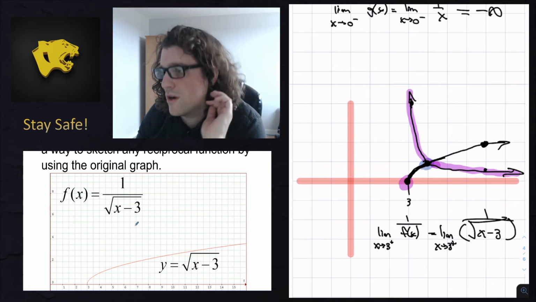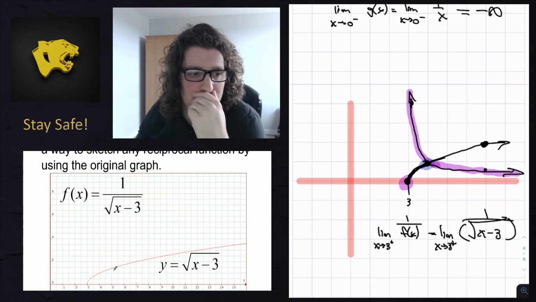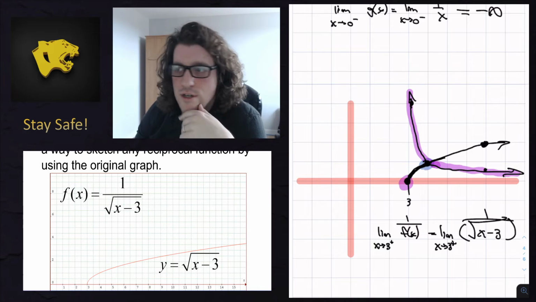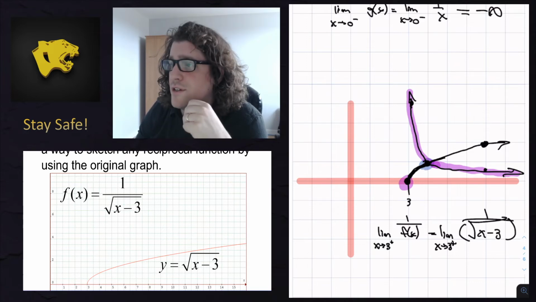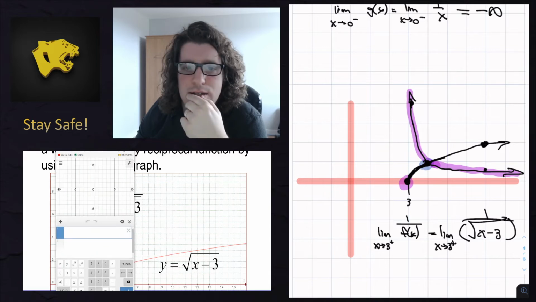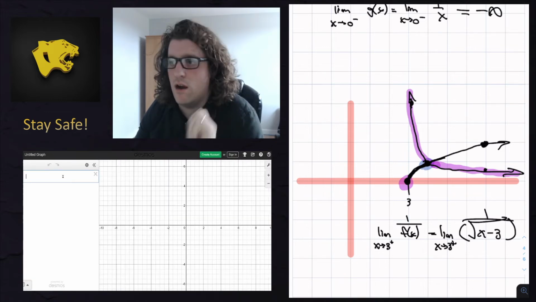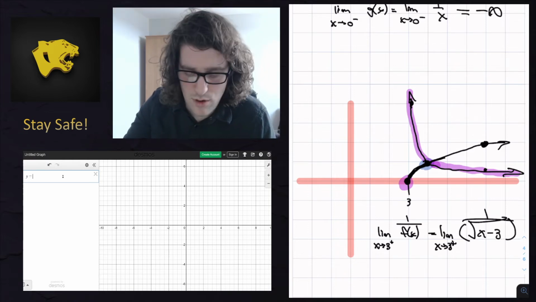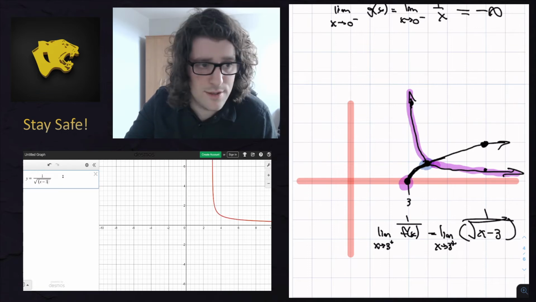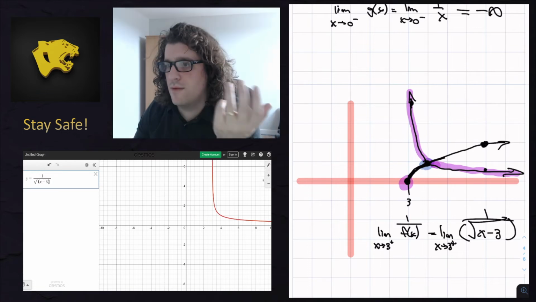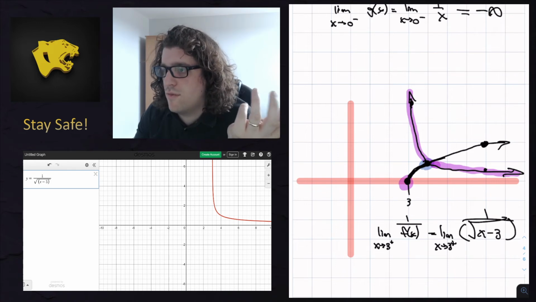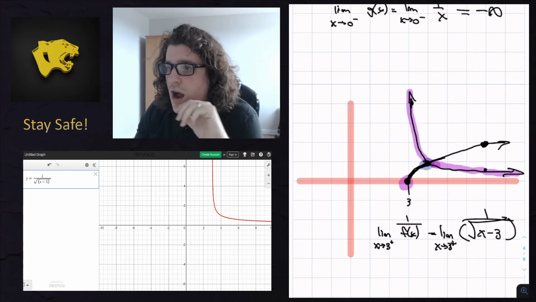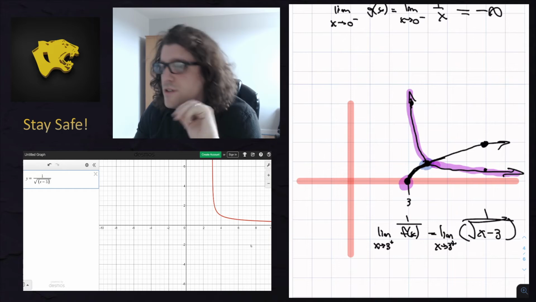All right, just as a comparison, let me throw this through Desmos, my good friend. What we just graphed was y is equal to 1 over the square root of x minus 3. So we can do a little bit of a comparison of mine, this thing right here, versus Desmos, which is this thing right here.